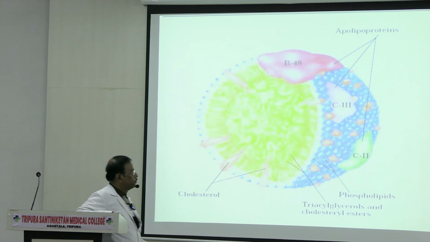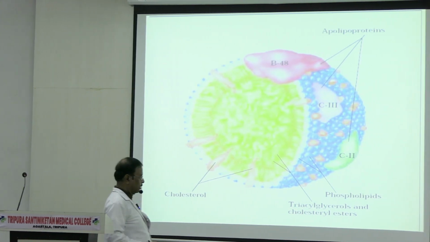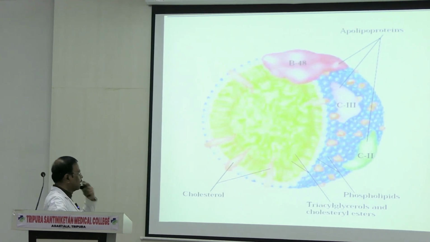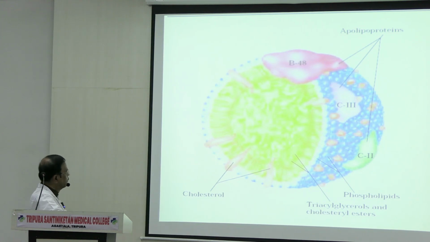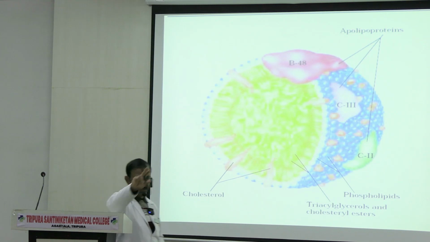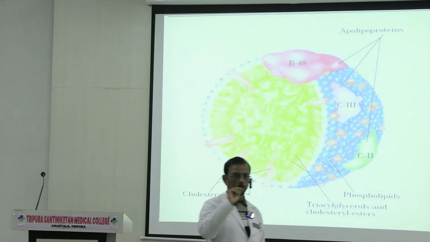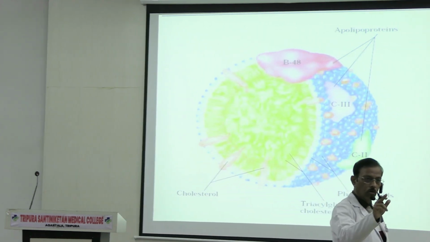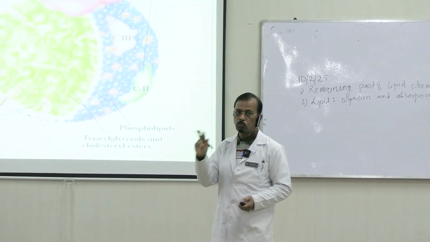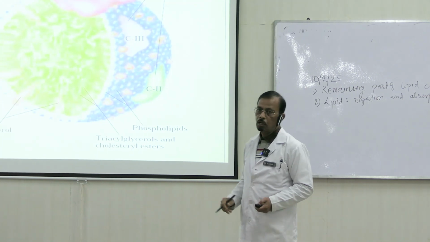This is a schematic diagram of a chylomicron. The core of this chylomicron is constituted by triacylglycerol and cholesterol ester, not phospholipid. I told you phospholipid, it's not phospholipid, it's cholesterol esters. You have two molecules: one is cholesterol, another is cholesterol ester.